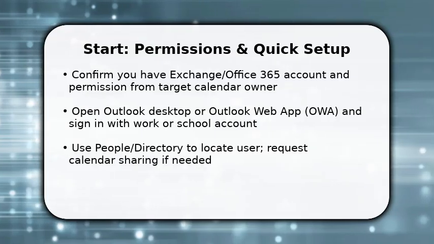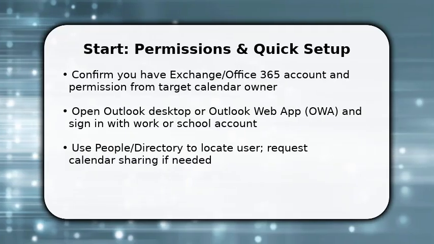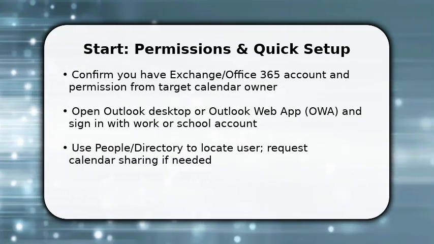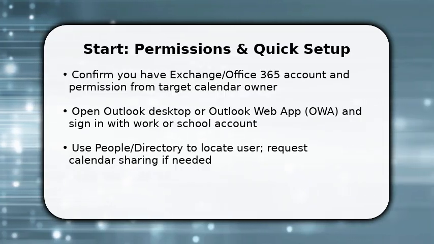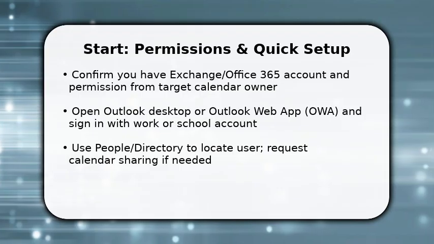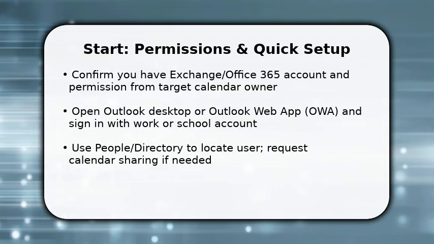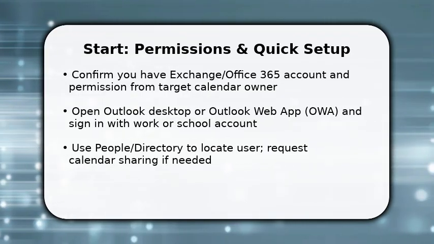You start by checking permissions and opening Outlook. Make sure you use the account with mailbox access. In Outlook Desktop, go to Home, open Calendar from Address Book. In OWA, click Calendar, add Calendar from Directory. Once done, search for the person by name and select their mailbox entry.